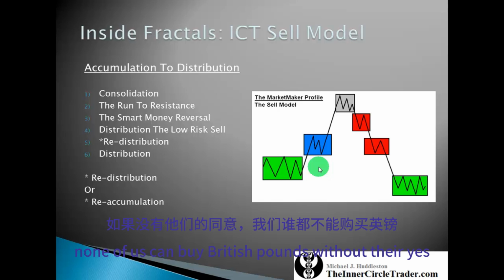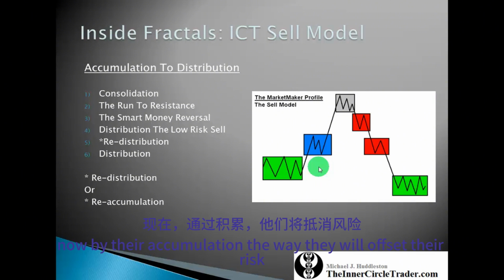Okay, none of us can buy British pounds without there being a supply house or a central bank that prints that particular currency. They have to accumulate always. Now, by their accumulation, the way they will offset their risk, reduce their risk, manage their risk, or profit, they will distribute. So it's important to understand that the central banks are in business to provide liquidity, but they're also a business. They're not just simply there to give everyone free opportunities to make money.